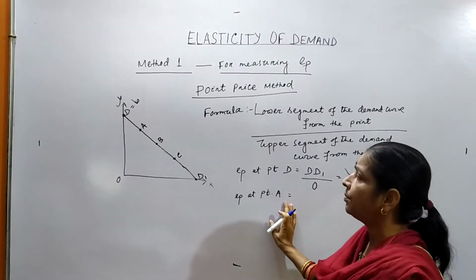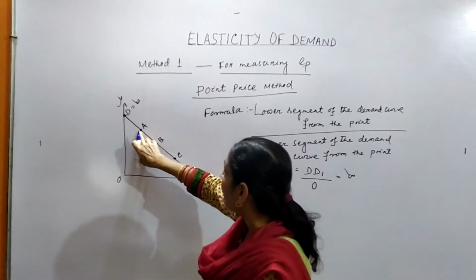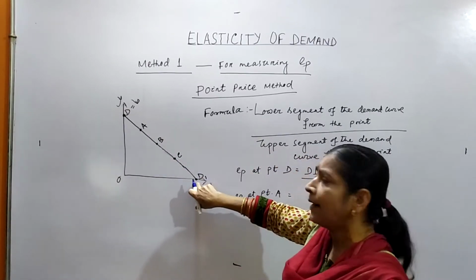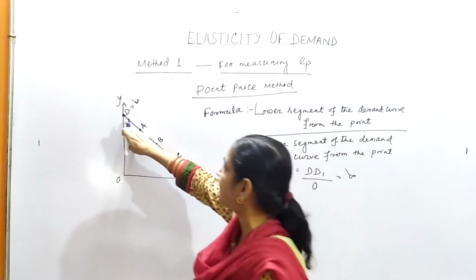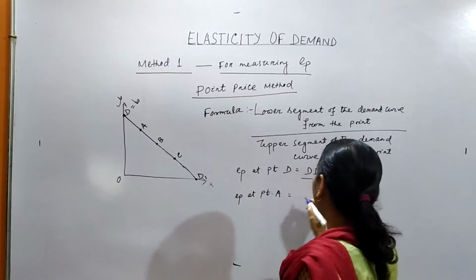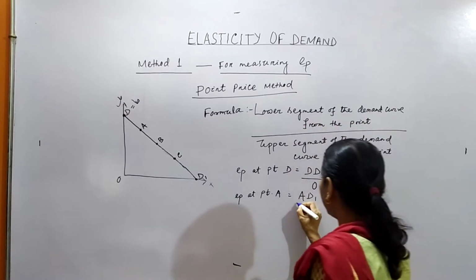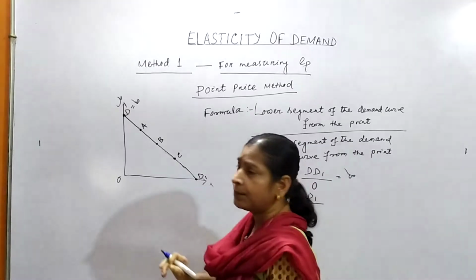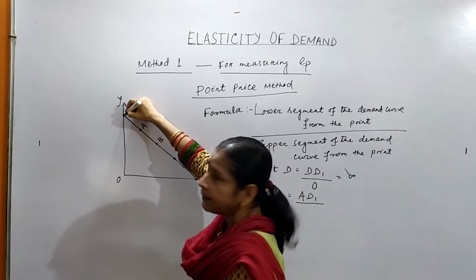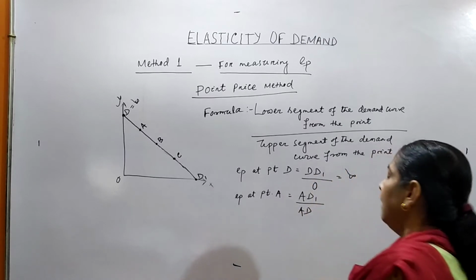What is the lower segment of the demand curve from point A? This is point A. इसका नीचे वाला कितना होता है? A से D1 तक, क्योंकि D1 एक्सट्रीम लोअर पॉइंट है, और D एक्सट्रीम अपर पॉइंट होता है. So A से लोअर कितना होगा? AD1. Lower segment of the demand curve from the point divided by upper segment of the demand curve from A to D. ये A का अपर वाला कितना है? A से D तक. So upper segment कितना होगा? AD.